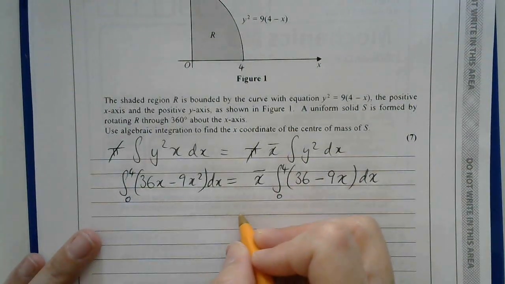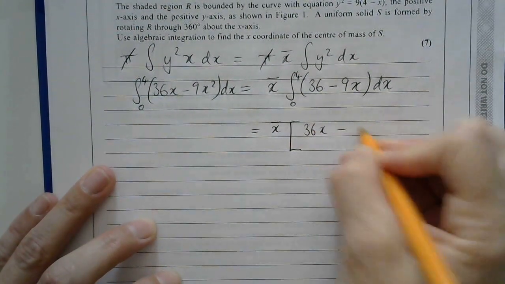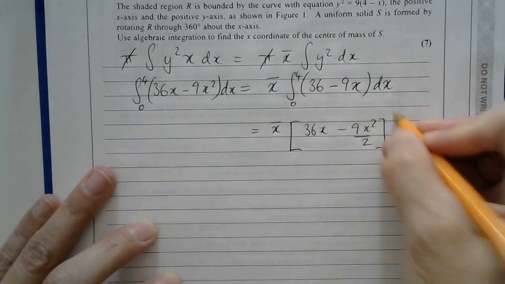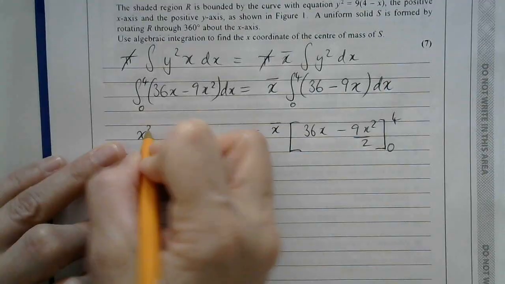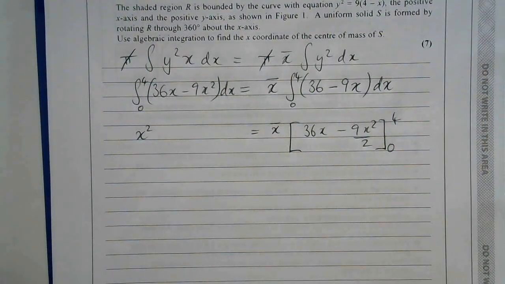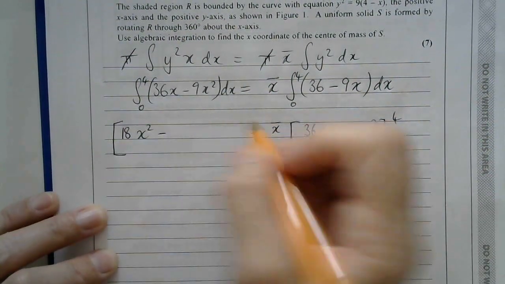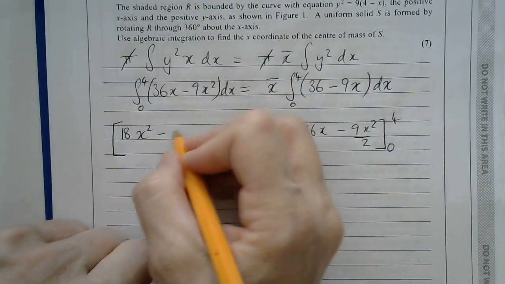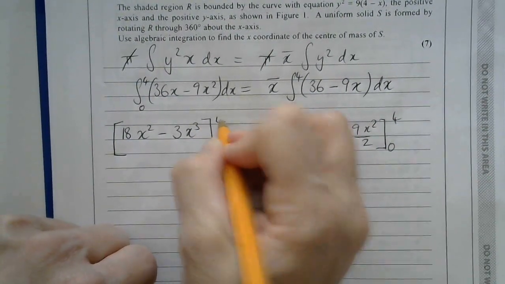So actually doing the integration, then on the right hand side I end up with 36x minus 9x squared over 2, adding 1 to the power and dividing by the new power. And on the left hand side I end up with 36x squared divided by 2, but 36 divided by 2 is 18. And here 9x cubed divided by 3, but 9 divided by 3 gives me 3, to be evaluated from 0 to 4.